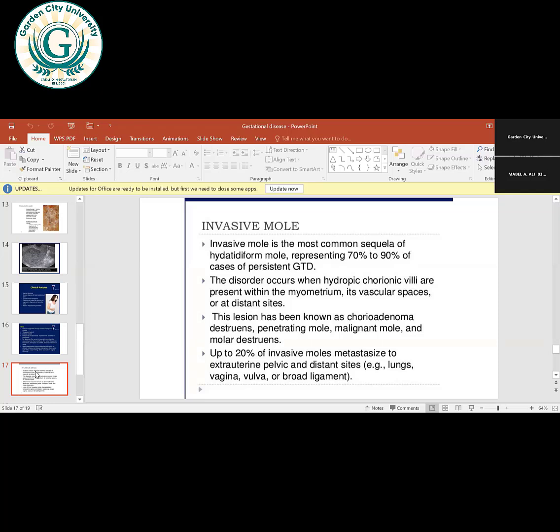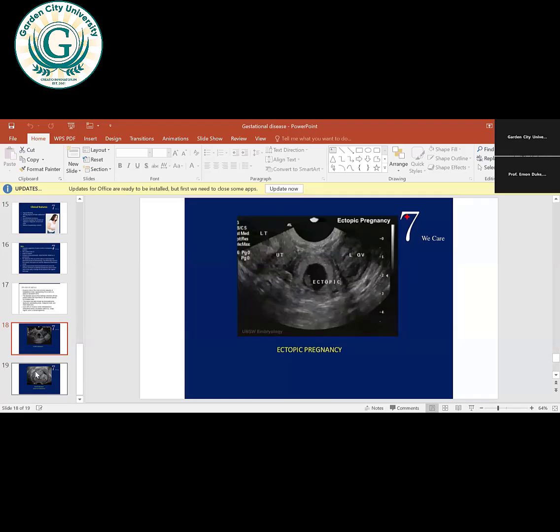Up to 20% of invasive moles metastasize to extrauterine pelvic and distant sites, for example lungs, vagina, vulva, or broad ligaments. That is ectopic pregnancy we are still talking about.